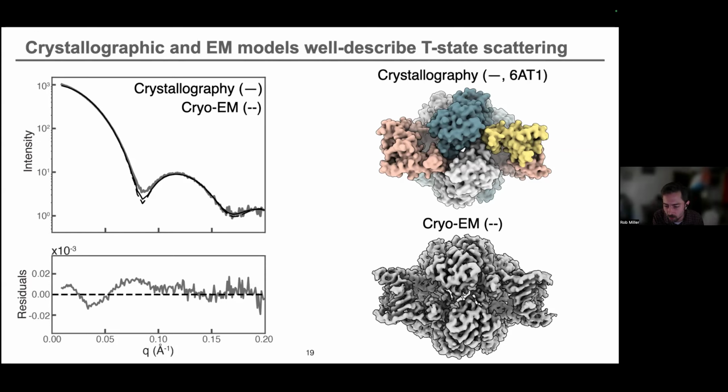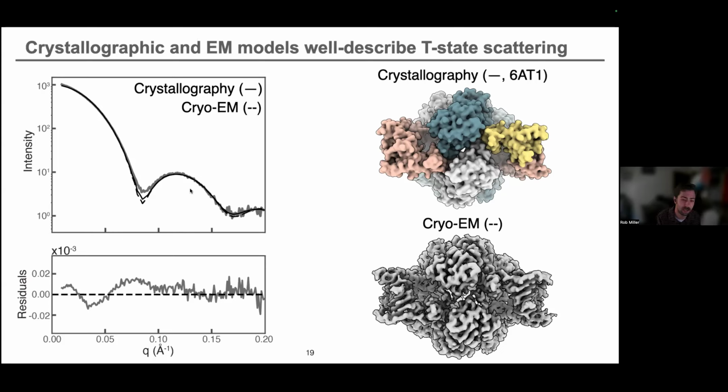which is why we're really excited that when we solved our first reconstruction of the T state via cryo-EM, not only did it go to relatively high resolution, approximately 3 angstroms here, but it did a similarly good job at describing the scattering we see in solution. So this is really exciting to us, suggesting that cryo-EM will be a viable technique to pursue ATCase at high resolution.